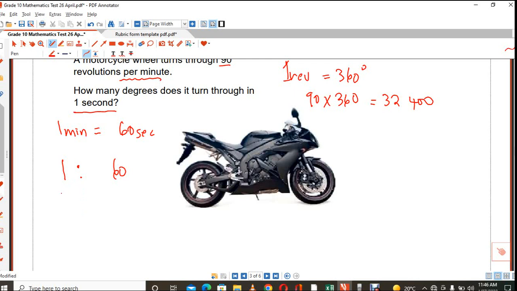In 1 minute, it goes 3,000. 1 minute is 3,000. 32,400. Let's just quickly make our method correctly here. We can actually do a different method there. I take the seconds versus the seconds. 1 second versus 60 seconds. 60 seconds is equal to 1 minute, right? So in 1 second, it goes how many?